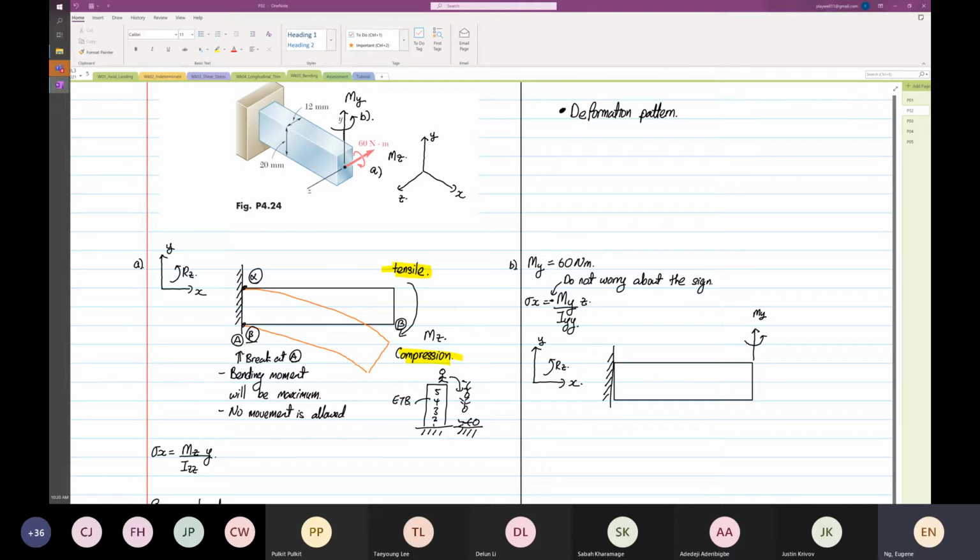The deformation will look like this. We will just go in and out, yes or no? So this is the wrong view.